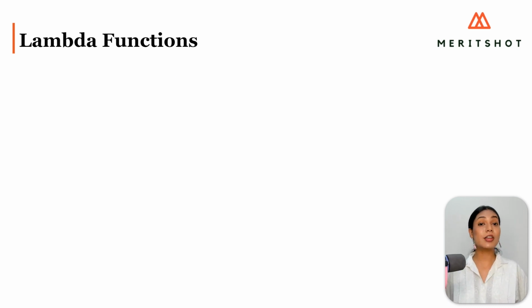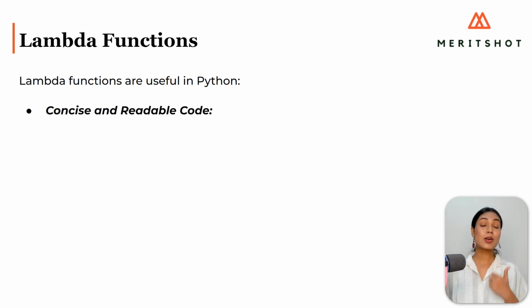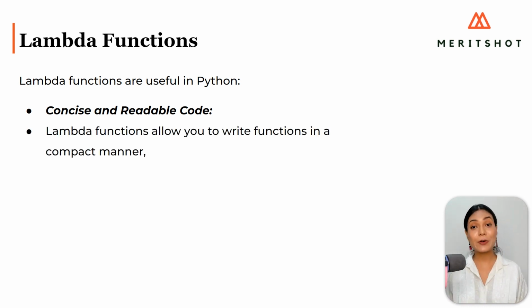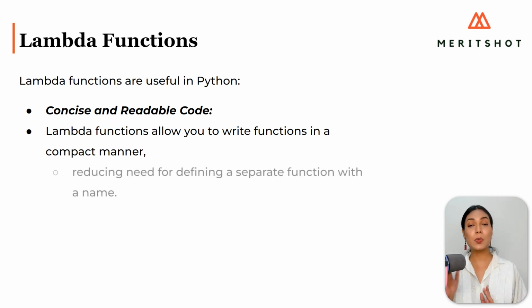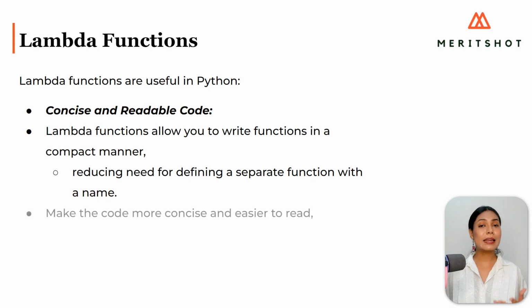Lambda functions are useful in Python for various reasons. Number one, concise and readable code. Lambda functions allow you to write functions in a compact manner, reducing the need for defining a separate function with a name. This can make the code more concise and easier to read, especially for simpler operations.